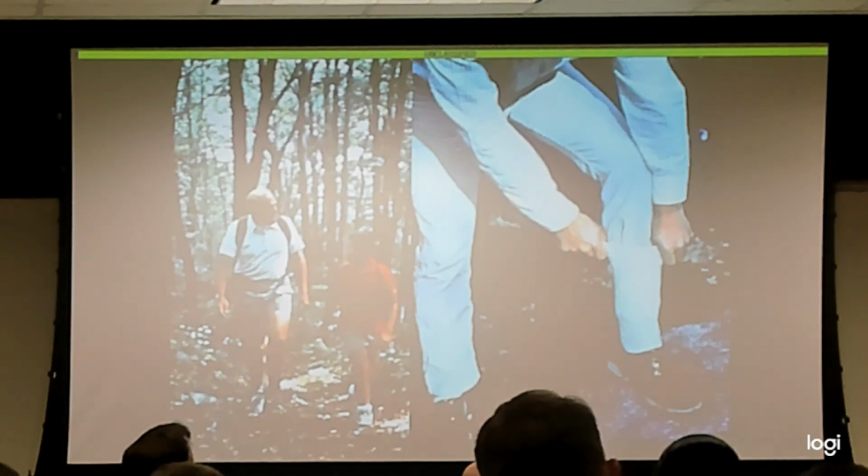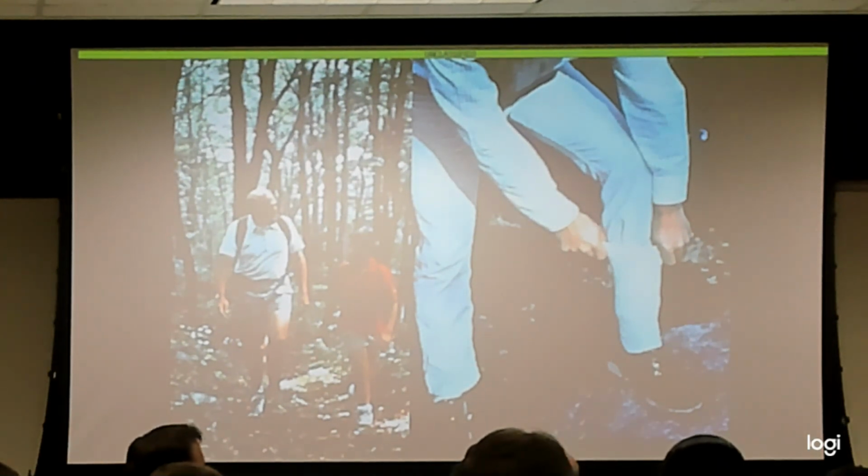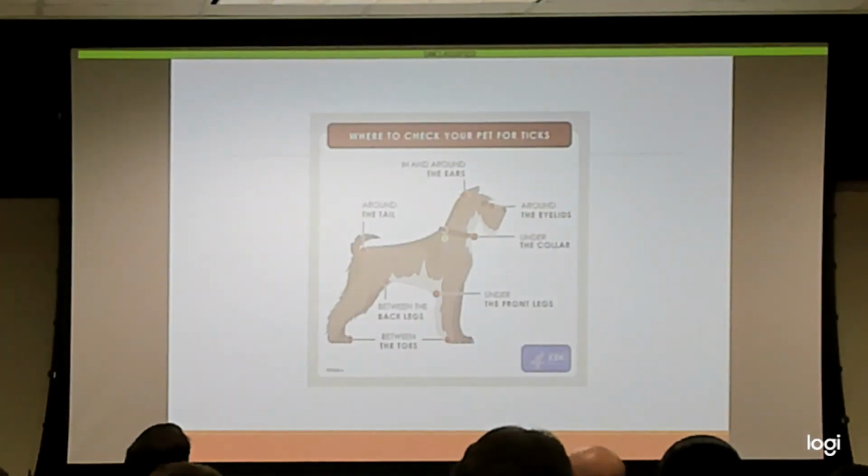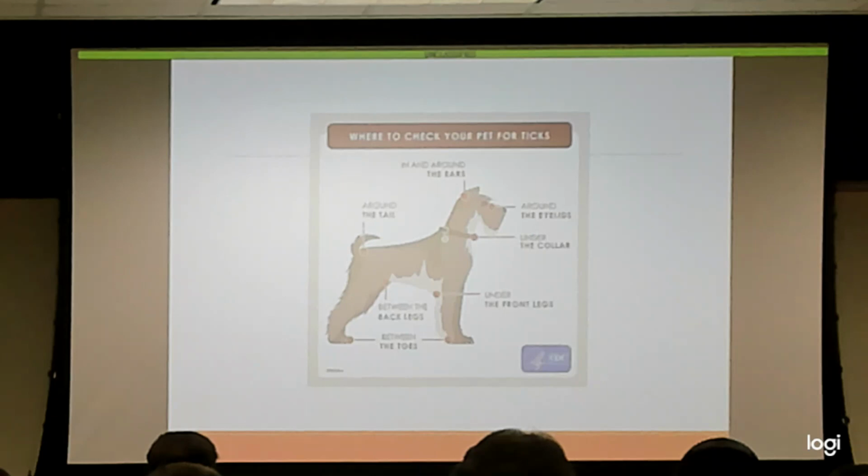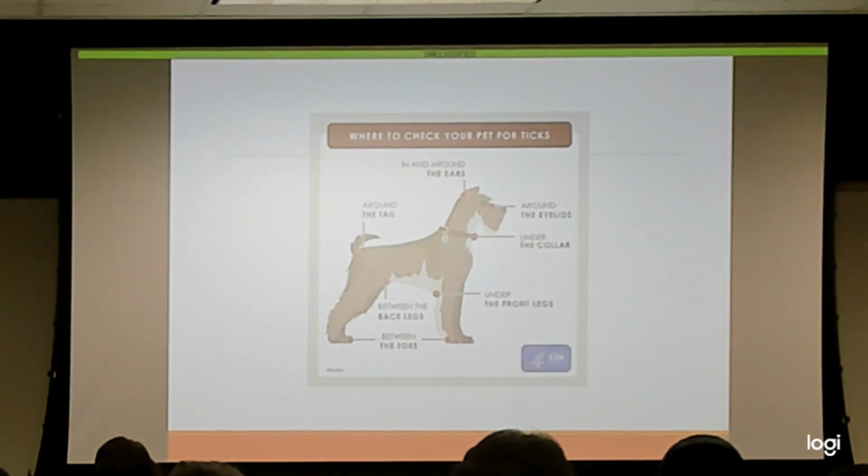Put your socks over your pants when you're out hiking. Don't go hiking in shorts if you're in an endemic area. If you have pets, check around the ears, eyes, collar, front of the legs like the axilla area, between the toes, and the back of the leg and around the tails, generally where ticks like to go, because everyone has a specific area they like to hang out in.